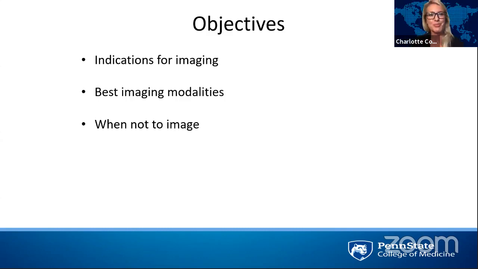So obviously this stuff is pretty important and can really improve the flow of your work and your clinic visits if you're very cognizant about who to image and what imaging to get, and it can even help teach the patients about their hernia disease. So the objectives of my talk today are to talk about some of the indications for imaging, the best imaging modalities for different types of hernias, and maybe some situations of when not to image.